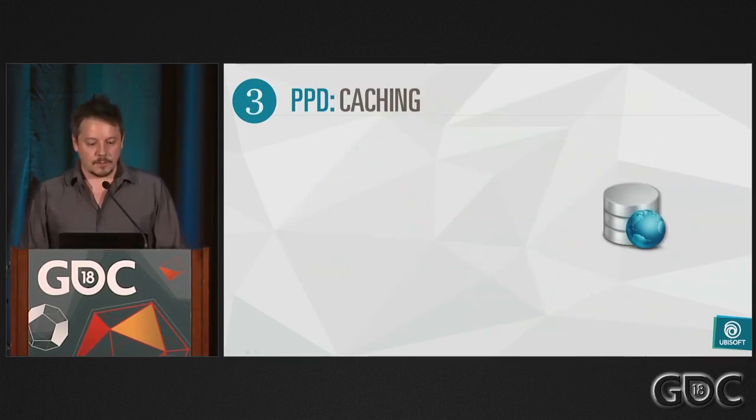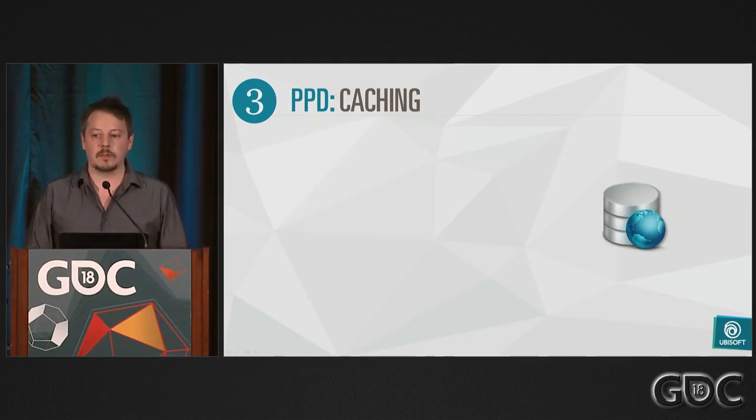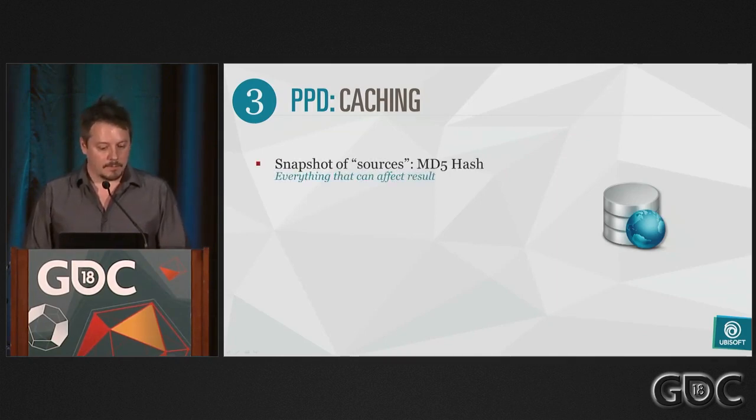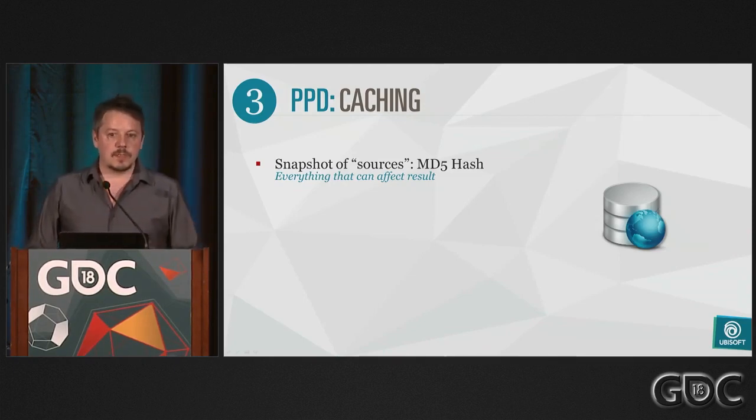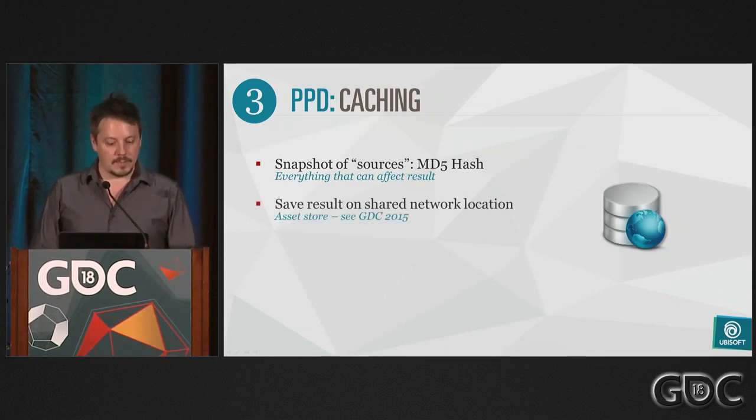Third feature I'd like to talk about is the caching. Caching is just a way of getting the build results out of a central network location instead of doing it locally. What you need to do is actually have a snapshot of all the things that may have an effect on the output. So you need to make a snapshot, find all those information, make an MD5 hash out of that, or any hash, but we're using MD5 in our case. And with this MD5 hash, save the results on a central network location.